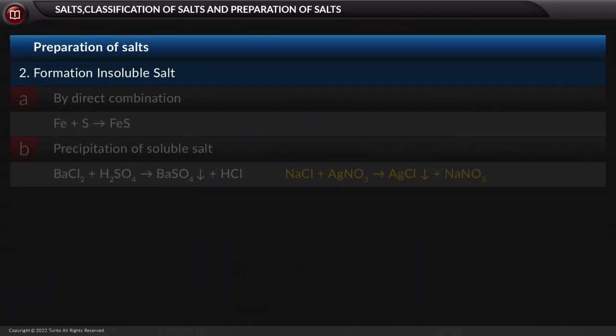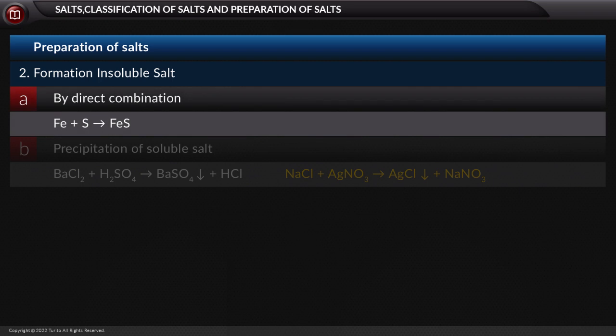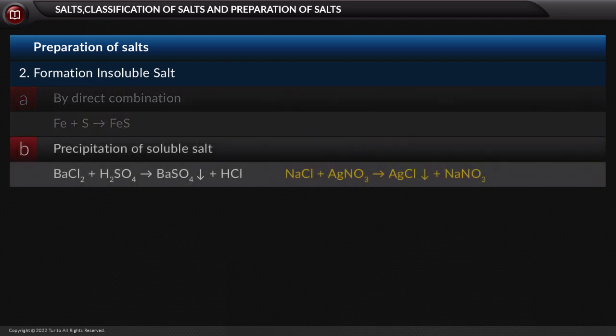Next is the formation of insoluble salts. It can be done by direct combination, when active metal reacts with nonmetal, like sulfur, to form a salt, which is insoluble in water. Usually, sulfide salts are made by this method. Next is the precipitation reaction, in which two soluble salts react with each other, or with dilute acid, forming an insoluble salt, like that of barium sulfate and silver chloride.